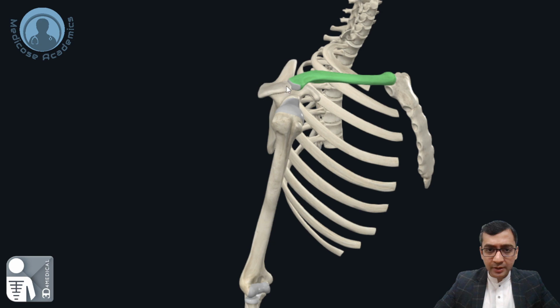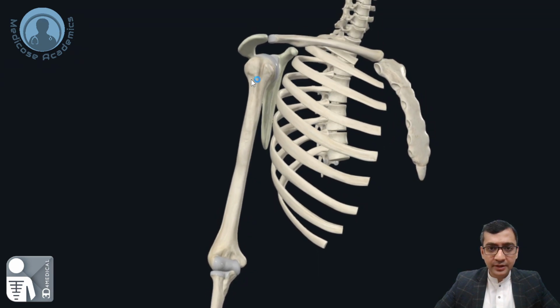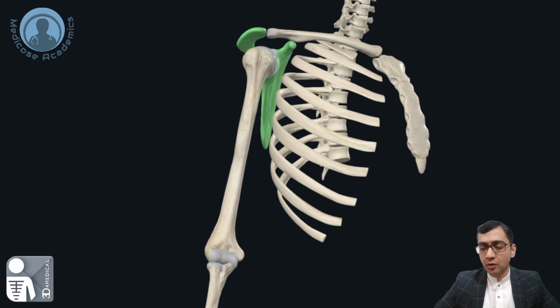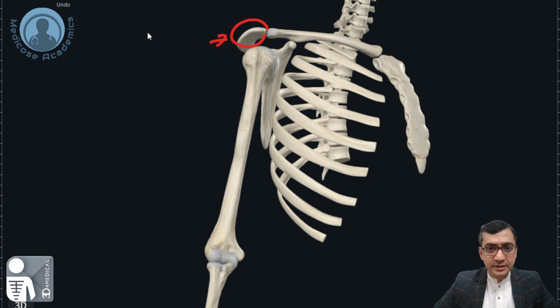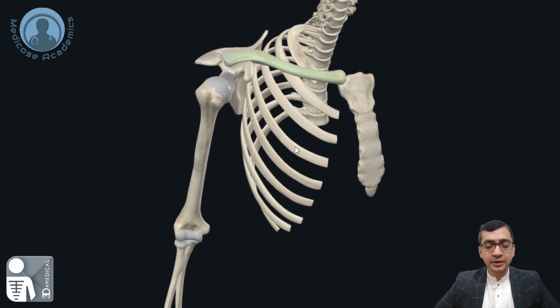And here the clavicle makes a joint with the part of the scapula that is projecting here. This raised portion of the scapula is called the acromion process, or acromion. So this is called the acromioclavicular joint, between the acromion of the scapula here and the clavicle here. Being horizontally placed, it keeps your arms and shoulders away from the center so you can have better mobility and possibility of movement.